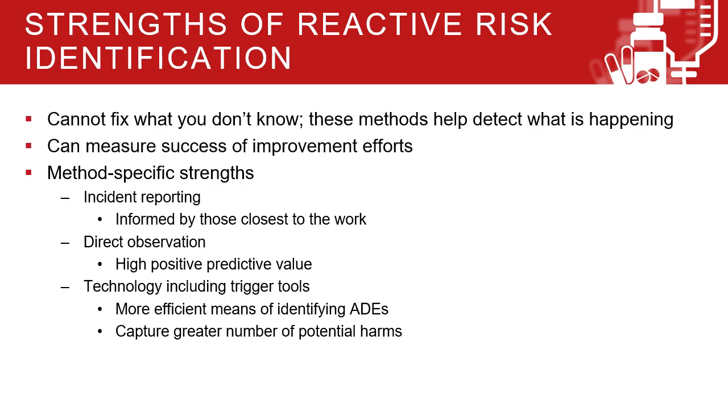Reactive strategies are essential for uncovering real-world medication safety risks and provide tangible data to drive improvement. While they focus on errors and near misses that have already occurred, they are invaluable for tracking trends, measuring the effectiveness of interventions, and identifying areas that require immediate attention. One of the key strengths of reactive risk identification is its ability to provide objective, data-driven insights that can guide safety initiatives. Some examples of method-specific strengths include that direct observations and audits allow for real-time assessment of medication use processes, revealing workflow inefficiencies, policy deviations, and error-prone practices.